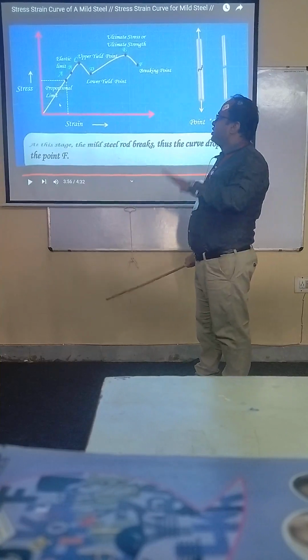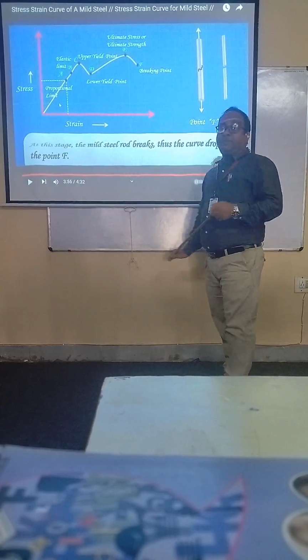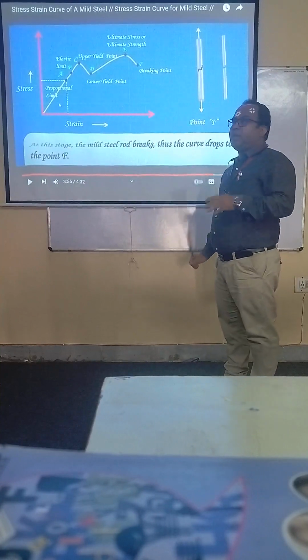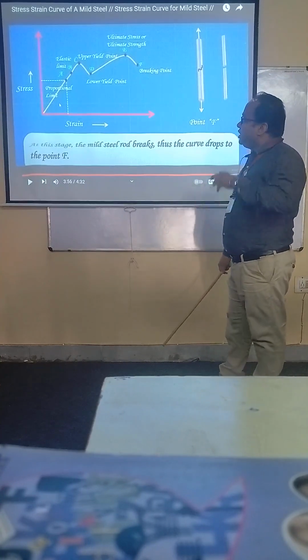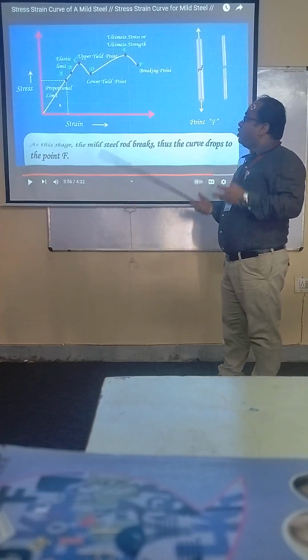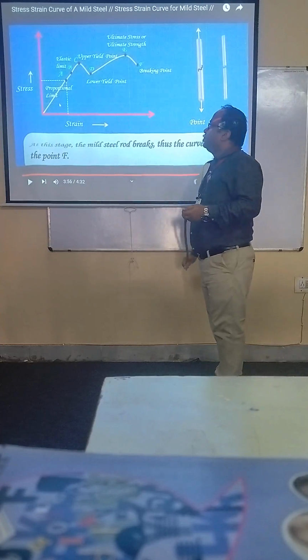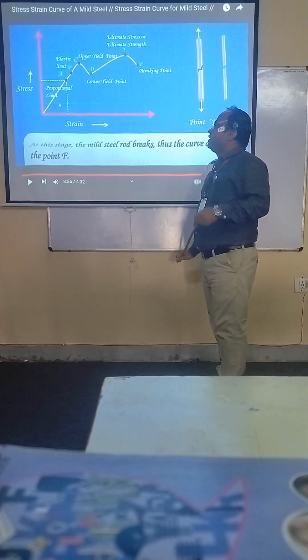The ratio is constant. Now up to point B, that is the elastic limit. What is the elastic limit? Elastic limit means whenever a material is loaded within that limit, it is deformed, and after the removal of load, the material comes back to its original position. That is called the elastic limit.